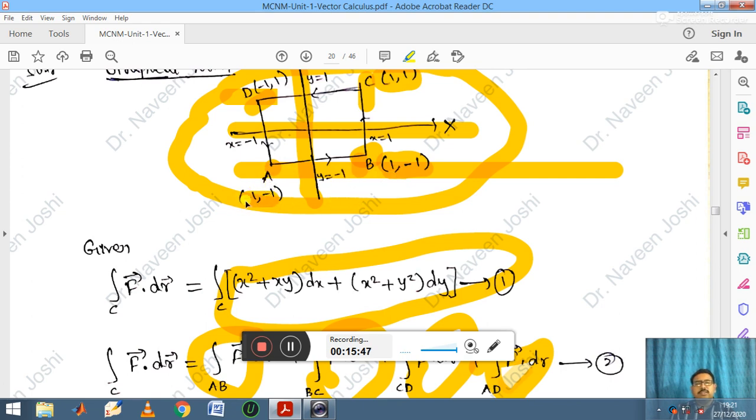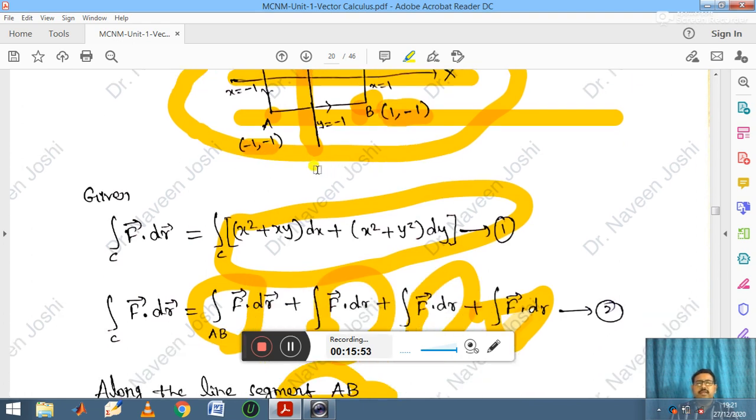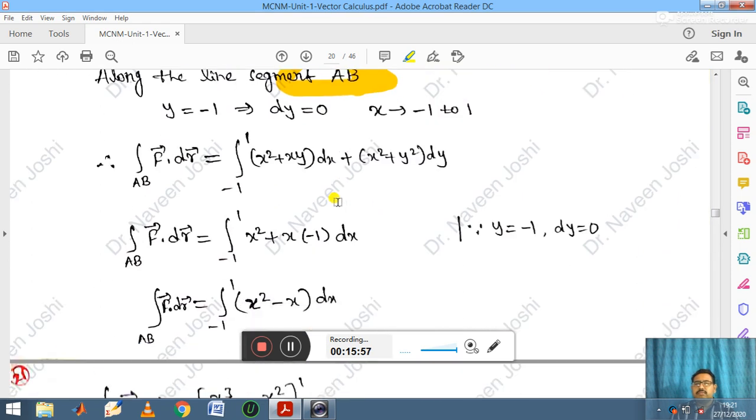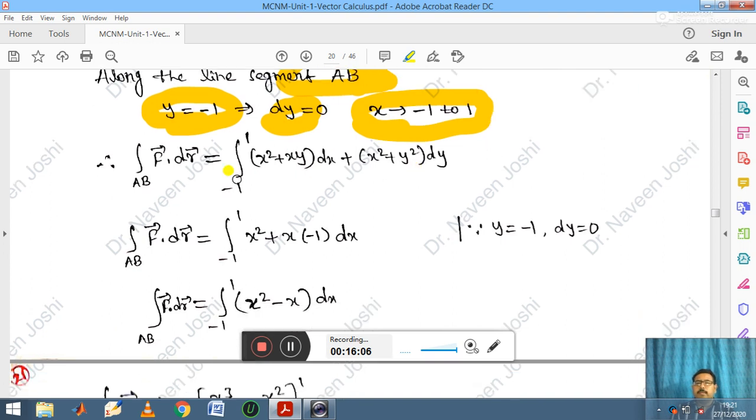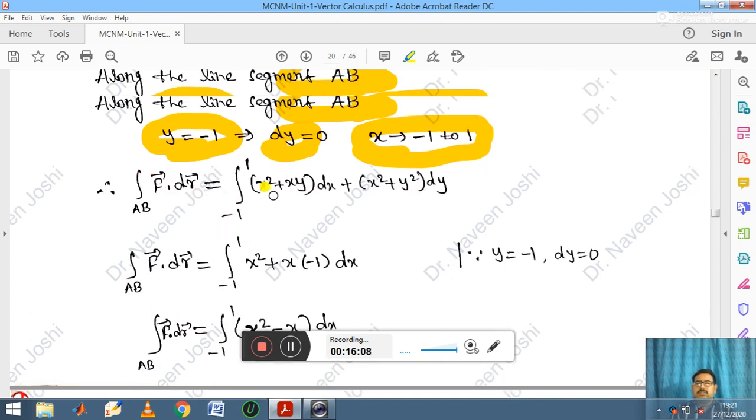So here the x starting value is -1 and the x ending value is 1. Therefore the x limits are from -1 to 1 and the y value is -1. So we are writing y value -1, therefore dy is 0, and x limits are from -1 to 1. Okay, so let's integrate this.